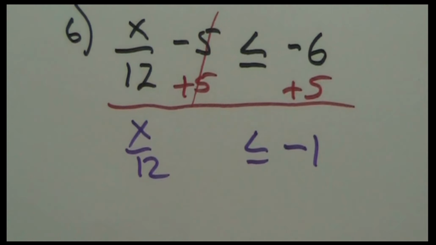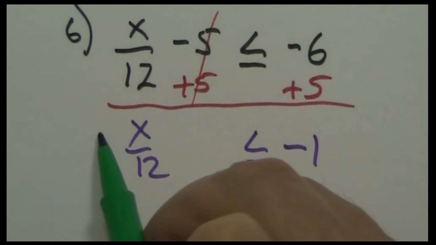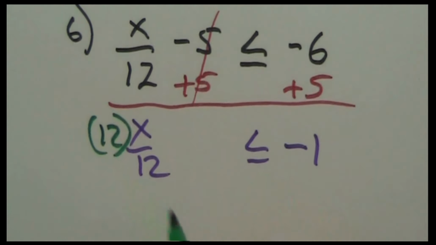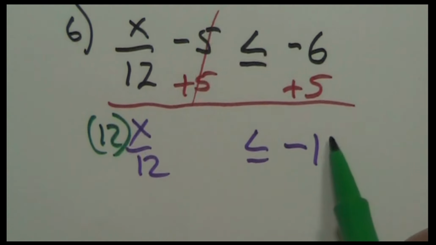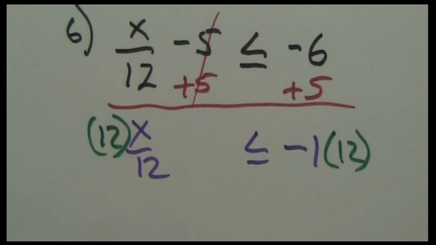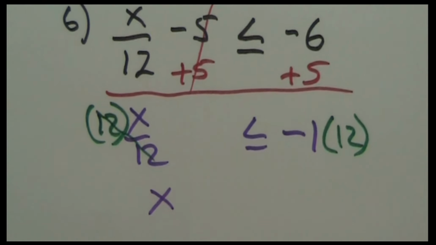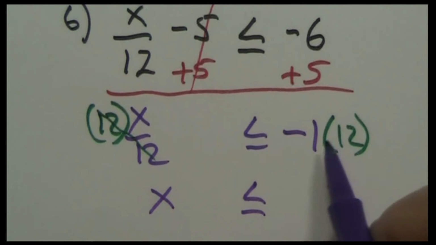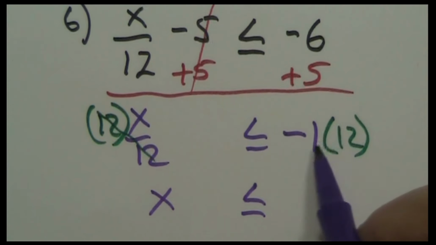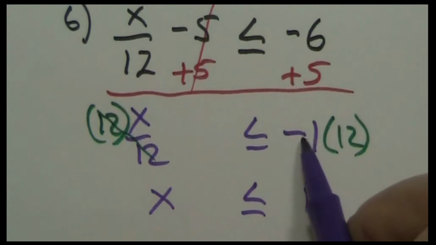See, this is divide by 12, so I will multiply by 12. Do it to both sides. Okay, this becomes just 1x. And 12 times 1 is 12. And there's one negative.